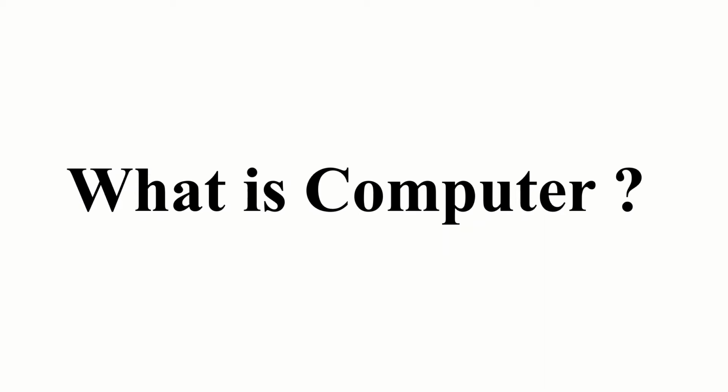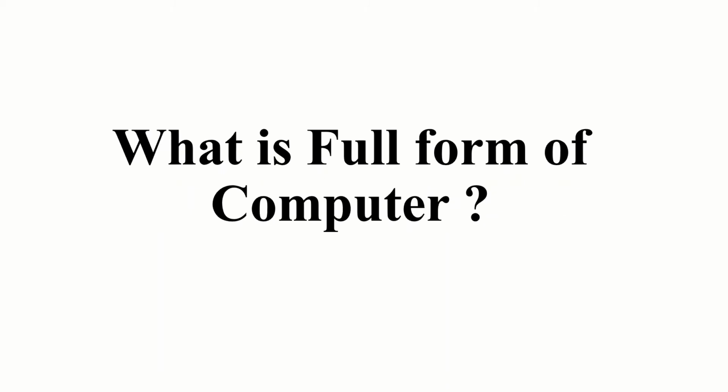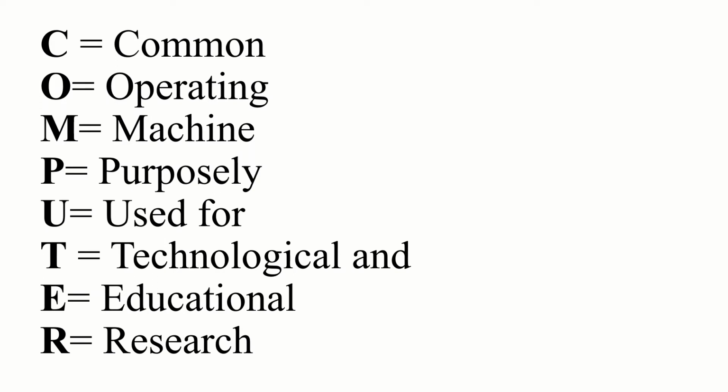So friends, do you know the full form of computer? The definition is there, but it's not only what a computer is. We can say that computer stands for C for common, O for operating, M for machine, P for purposely, U for useful, T for technological, E for educational, and R for research. So a computer is a common operating machine purposely used for technological and educational research.